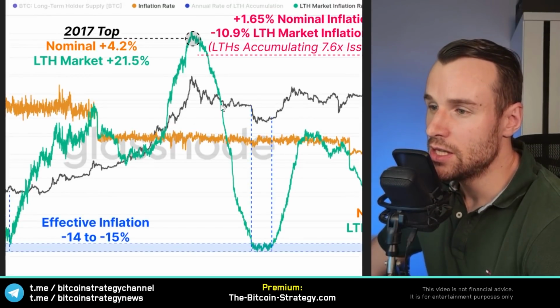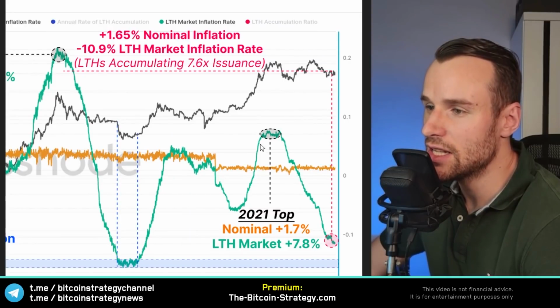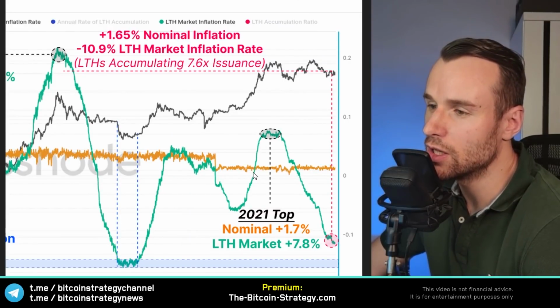And so when this here is going down, then you want to be on the buyer side, especially when we are below the natural inflation, right? That's when people buy up the inflation. And you want to be on the seller side whenever the long-term holders are selling off.